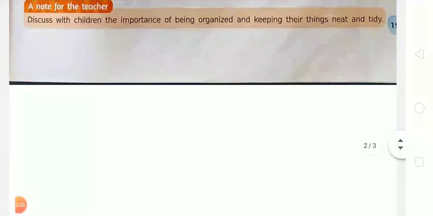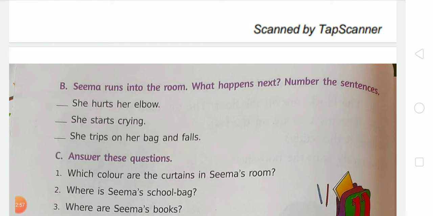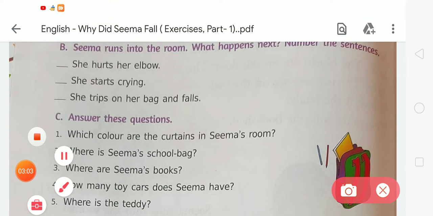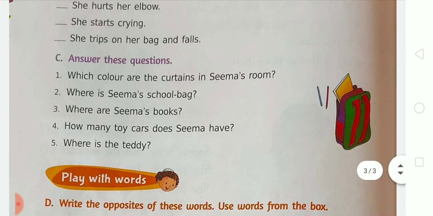Now next is exercise B: Seema runs into the room. What happens next? Number the sentences. Student, we have to write numbers according to the things happening. First, number 1 is she trips on her bag and falls. Second is she hurts her elbow, and third is she starts crying. So like this we have to mention numbers according to the sentences, based on what happens. Okay. Now come to the next.